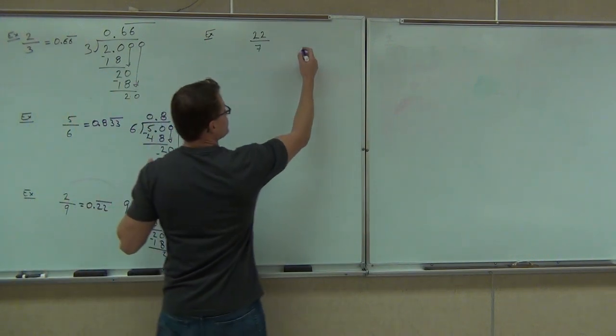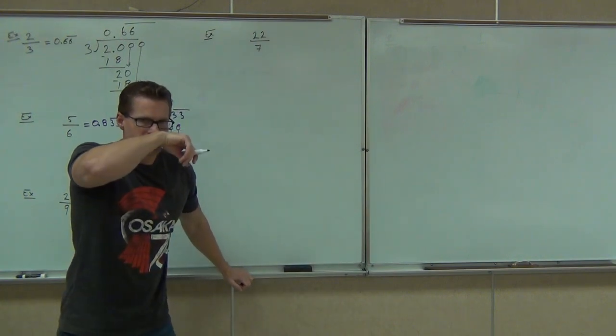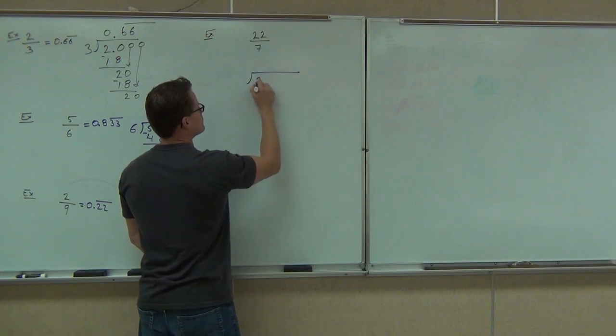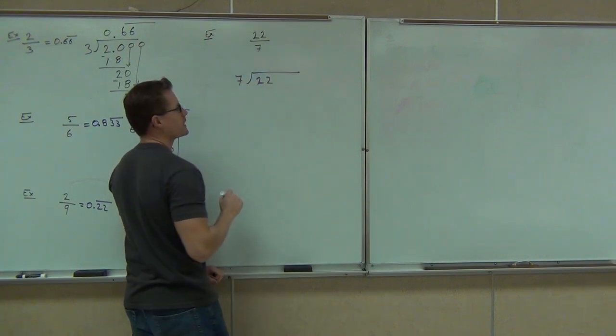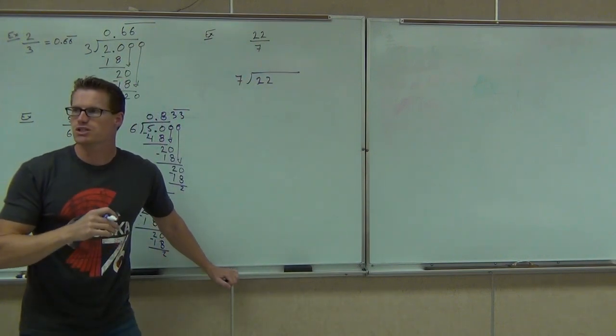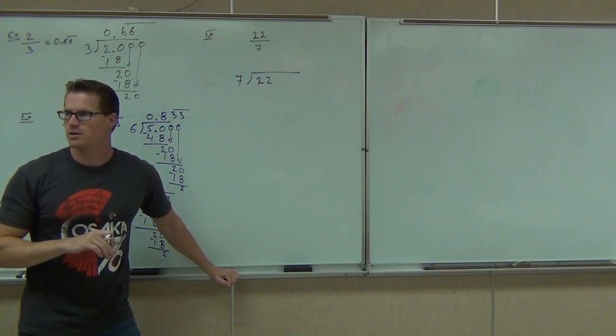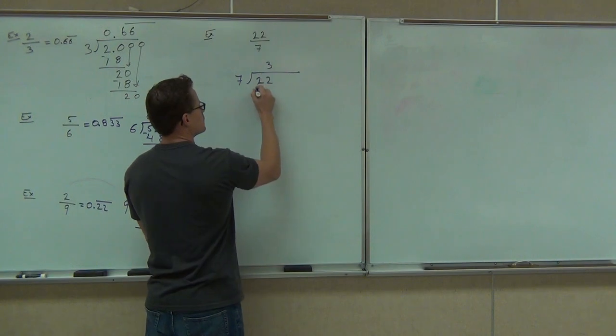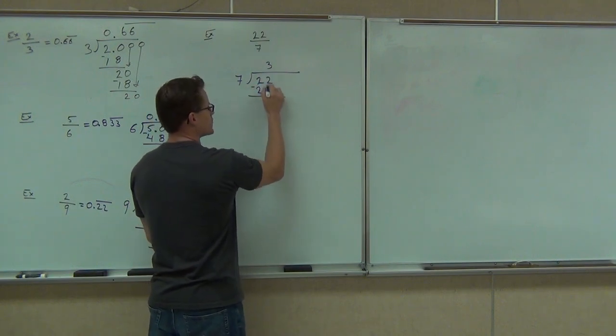So here, of course, what's going to go on the inside? 22. All right. And 7's on the outside. Well, in this case, 7 actually does go into 22. 7 goes into 22 how many times? 3. That's 21. When I subtract, I'll get 1.